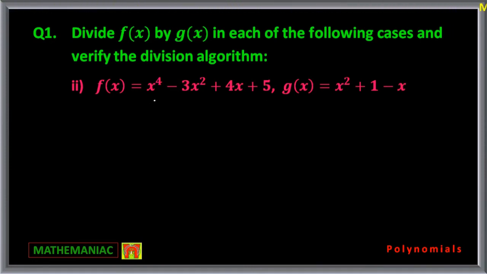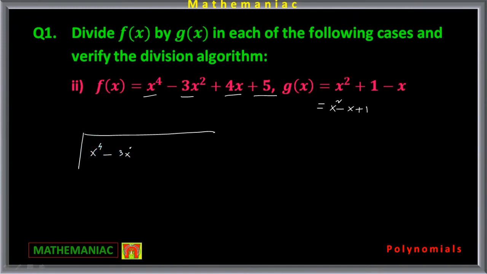So this time the polynomial is of degree 4, and we are lucky that this has already been arranged in the decreasing order. Okay, here you have to make an arrangement, right? It is x squared minus x plus 1. We have done the arrangement, and then we'll go for the division, right? Straight away the division. It is x to the power 4 minus 3x squared, 4x and plus 5, and the divisor is x squared minus x plus 1.